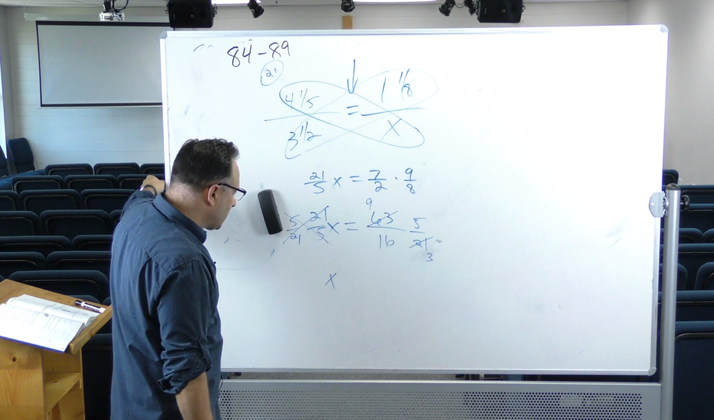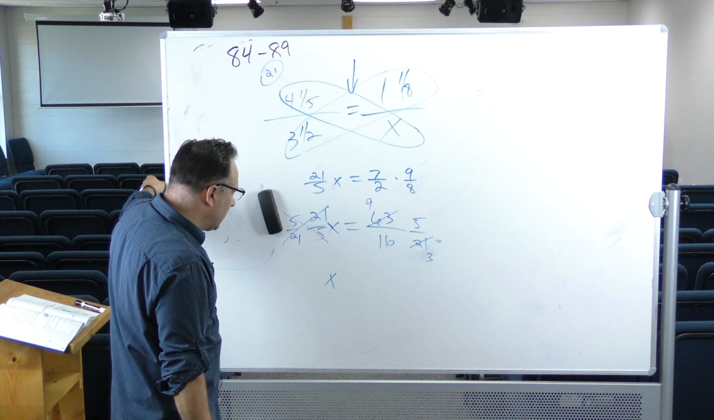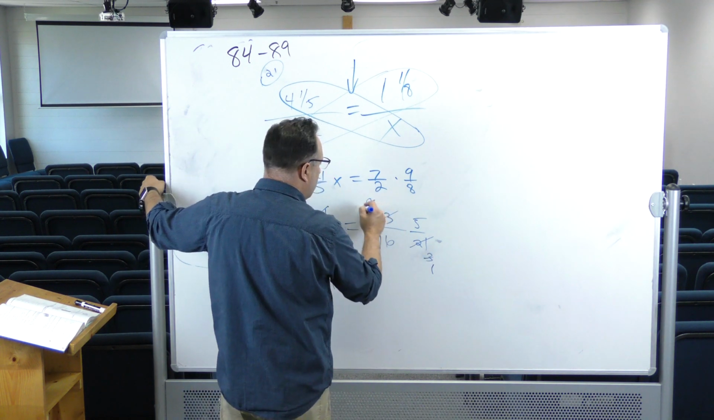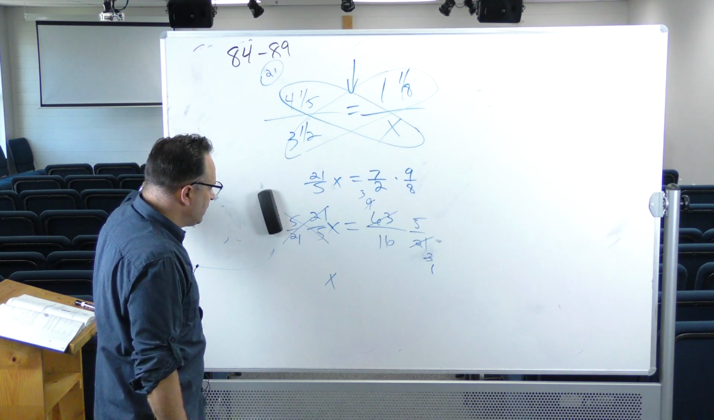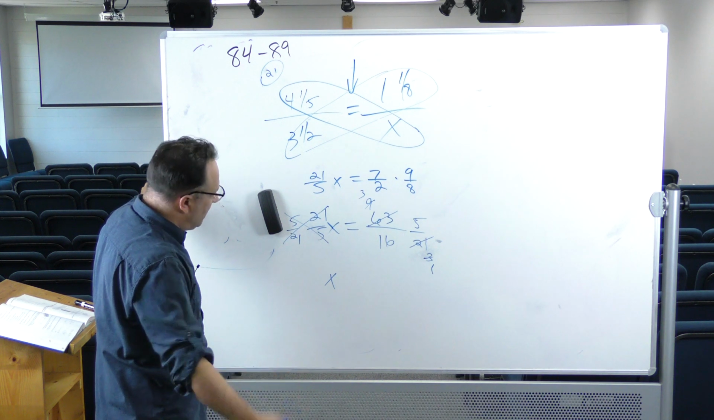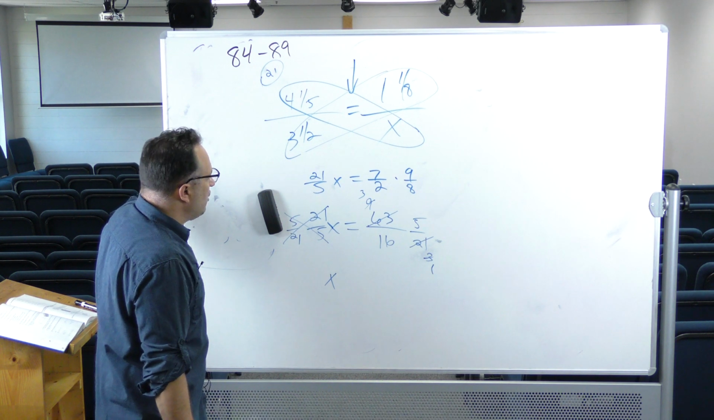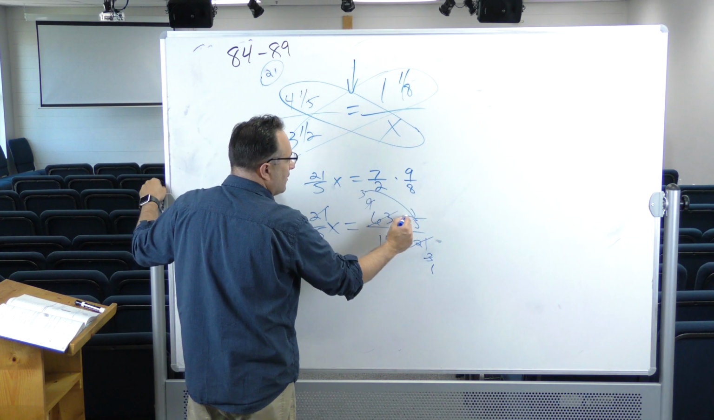And let me see if there's anything else I can reduce. Doesn't look like I can. Oh, I can. Absolutely. 1, 3. So 21 actually goes into 63. I should have seen that. My apologies. Sometimes you reduce by not enough and you just keep reducing, which is fine. So now what I'm going to do is I'll multiply 3 times 5 is 15.